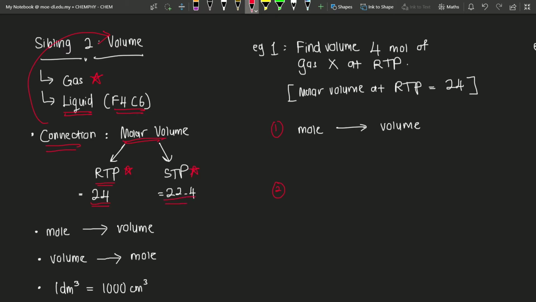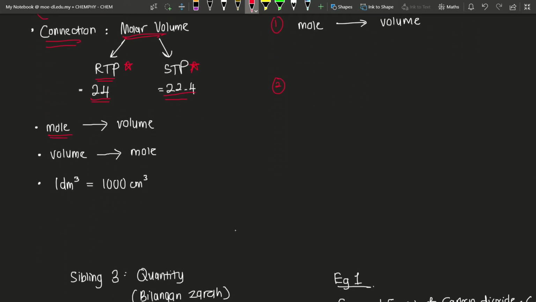Again, you don't need to memorize the connection, the question will give it. Your task is to understand the question and decide whether to multiply or divide by the connection. If you have mole and want to find volume, the question gives mole and asks for volume, you will multiply by the connection related to volume, the molar volume, either RTP or STP. The question will tell you. Let's say you have volume and want to find mole. The question gives volume and asks for mole. So from a sibling of mole, volume, converted to mole, you will divide by the molar volume. Okay, another thing for you to know, 1 dm cube is equal to 1000 cm cube.